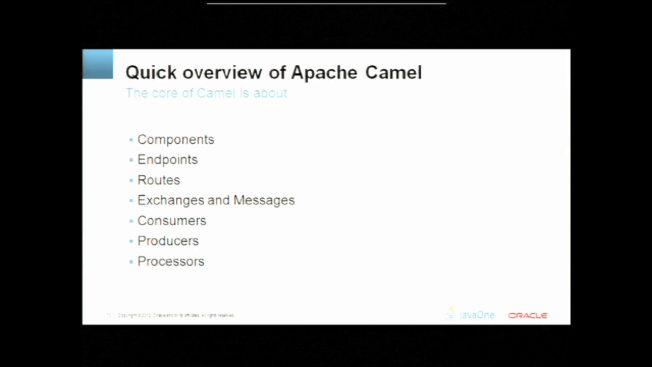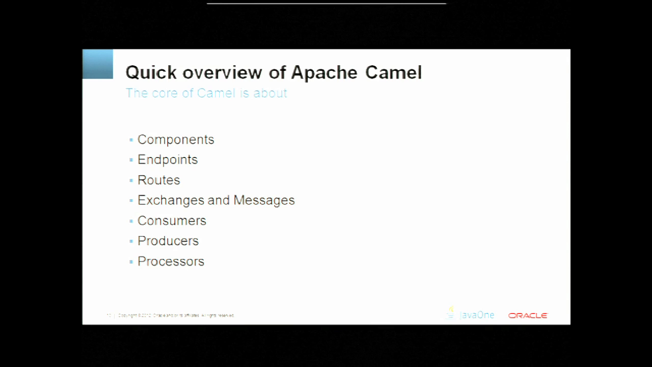You have endpoints, which is what a component creates for you. An endpoint is the actual connection to some FTP server. You have routes: this endpoint connected to this endpoint is a route. And we have exchanges and messages. What the endpoint sends to the other endpoint is an exchange. And on that exchange, you have messages. It can be an in message, an out message, an in-out message. All that is about enterprise integration patterns, actually.